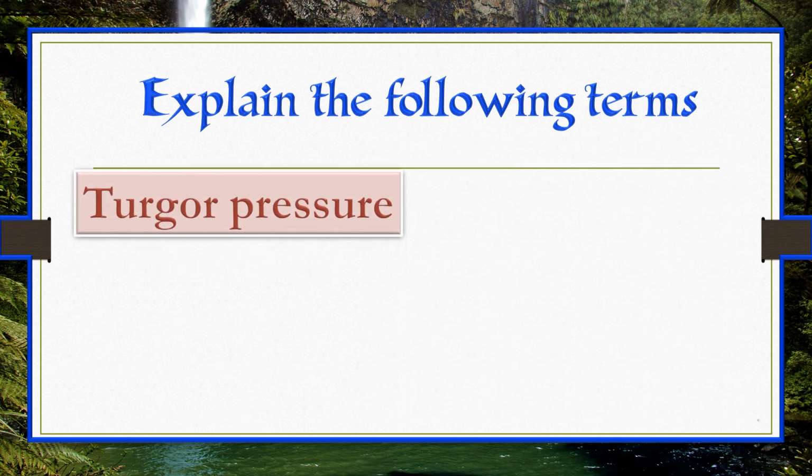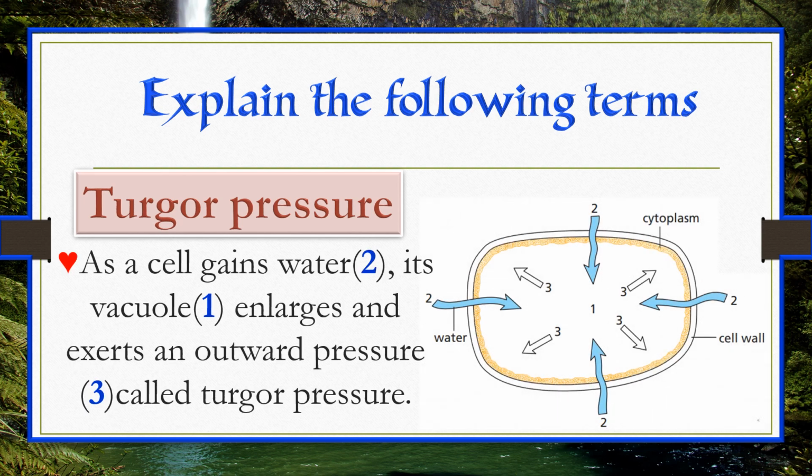Turgor pressure. As a cell gains water, that is movement 2, its vacuole, number 1, enlarges and it exerts an outward pressure, that is pressure 3, which is called the turgor pressure.